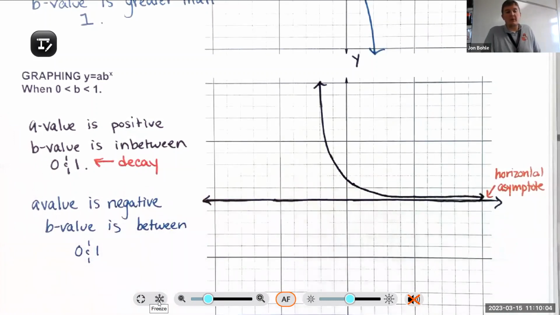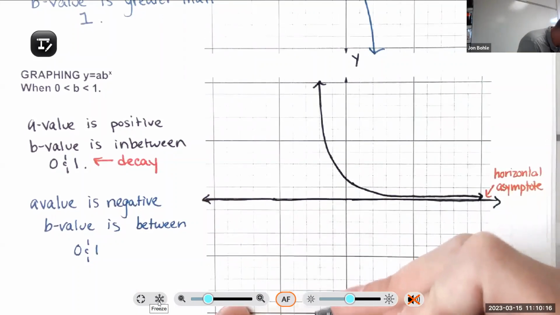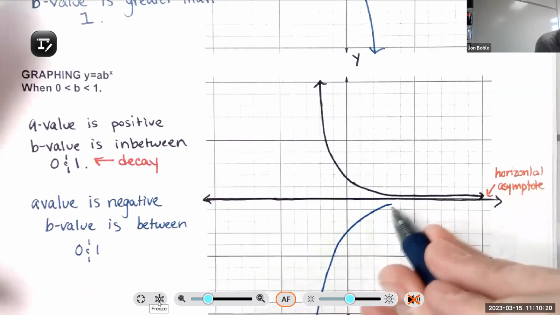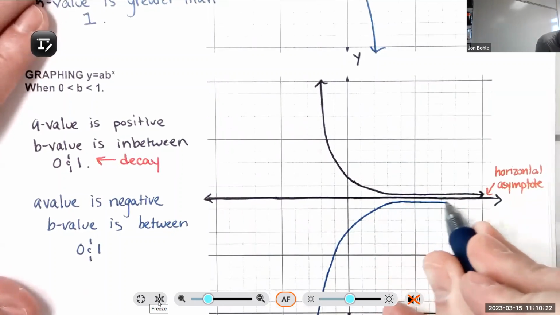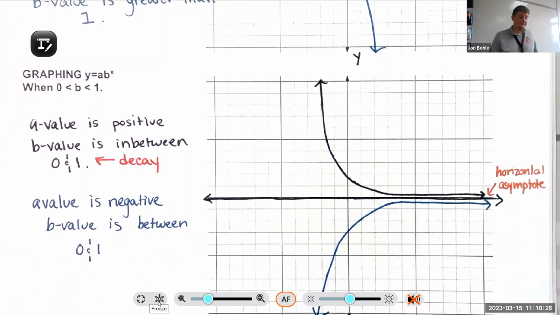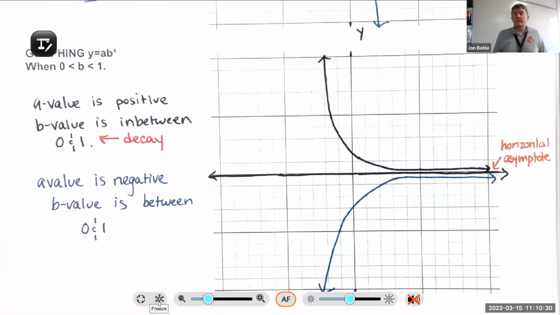Okay, now we're going to talk about when the a value is negative, but the b value still stays in between 0 and 1. It's going to do the same thing the other graph does, and that's just flip it over that asymptote, kind of just approaching that x-axis infinitely. All right.